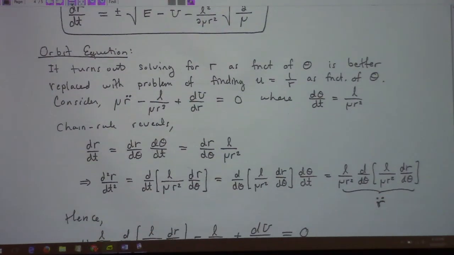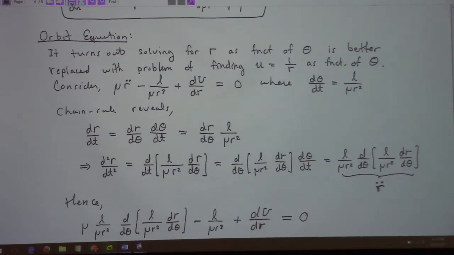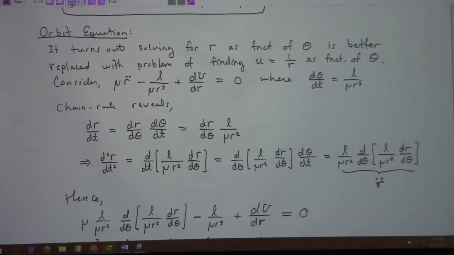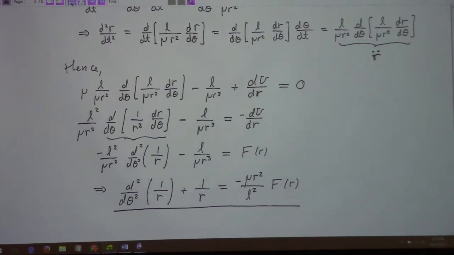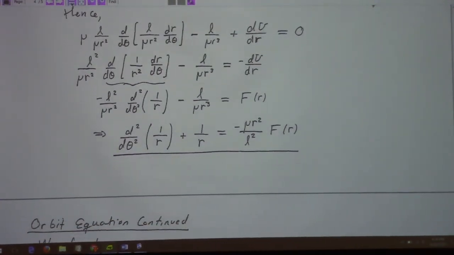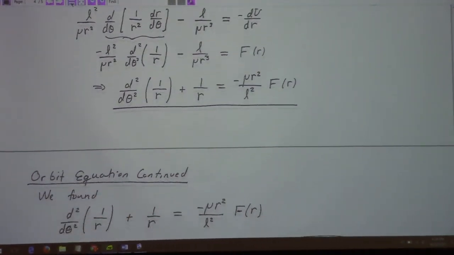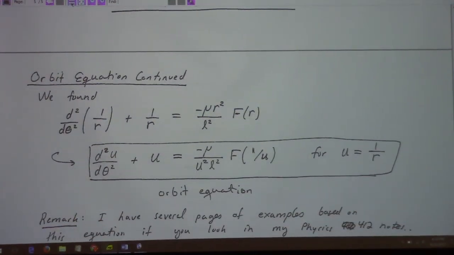But here's the trick. You can actually trade r for 1 over r, which typically is denoted by u, because if we look at u equals 1 over r, then this equation can be rewritten by this calculus right here. After a little work, not that interesting, let me just go past it. By making a substitution of the reciprocal of r instead of r, you get to this differential equation, the so-called orbit equation. Here it is in a box, all nice and pretty.